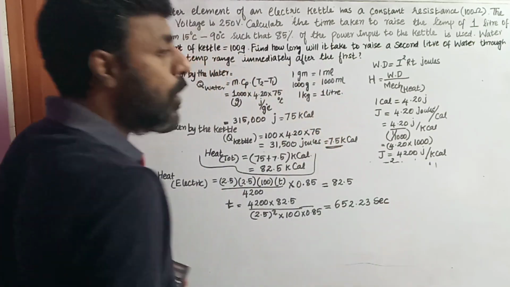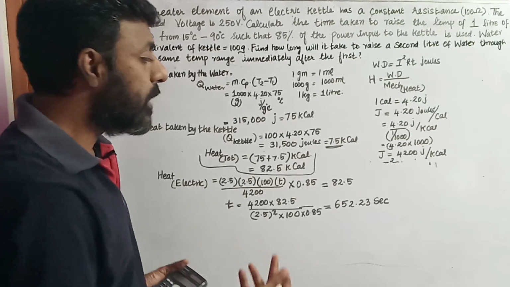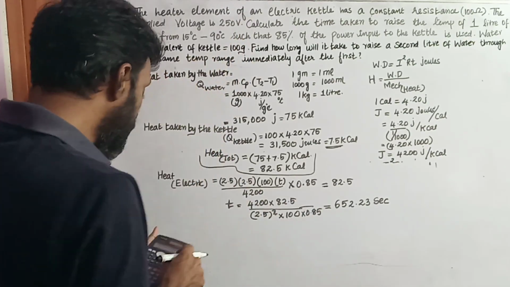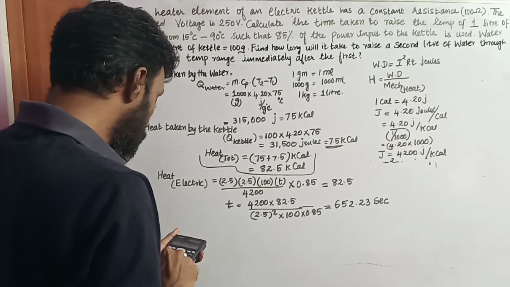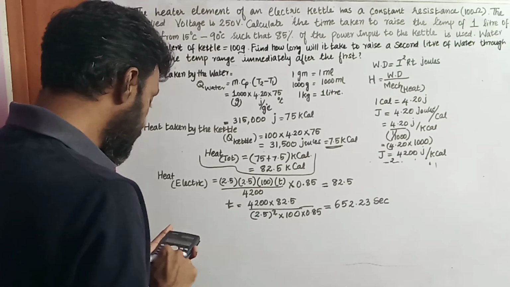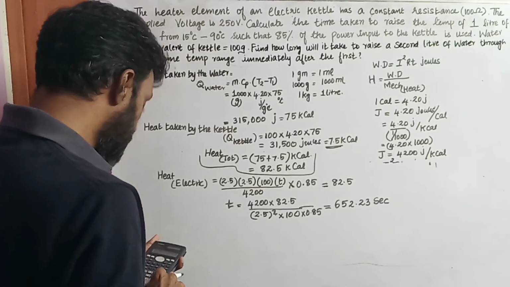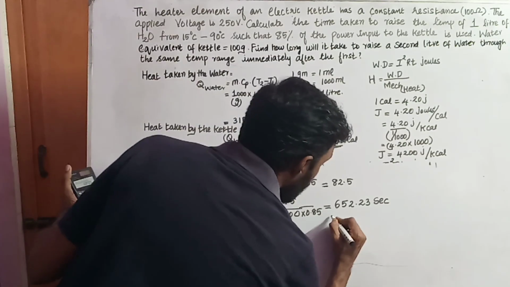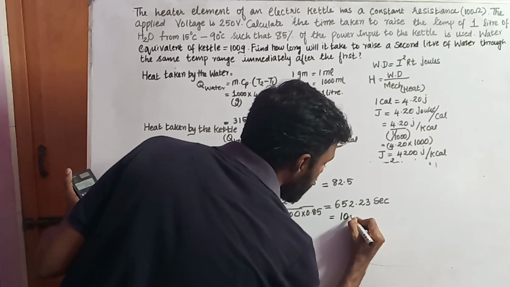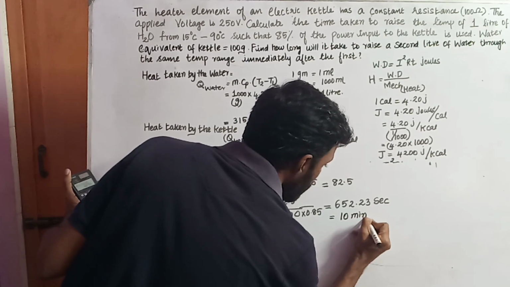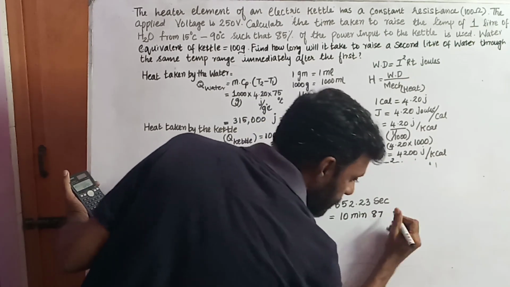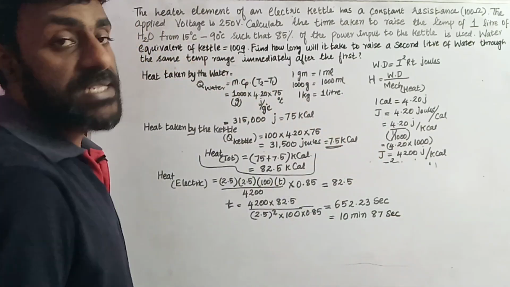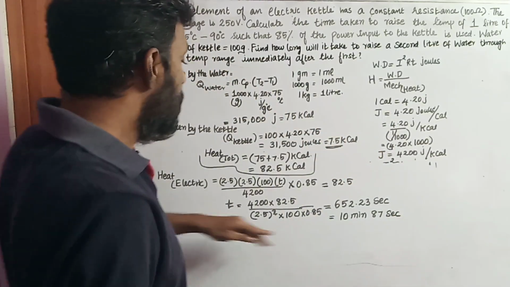Okay, so if I want to convert it into minutes, I need to divide by 60. 652.23 divided by 60 will work out to be 10.87, that is 10 minutes 87 seconds. I'm getting 10 minutes and 87 seconds here. So this is the first part.